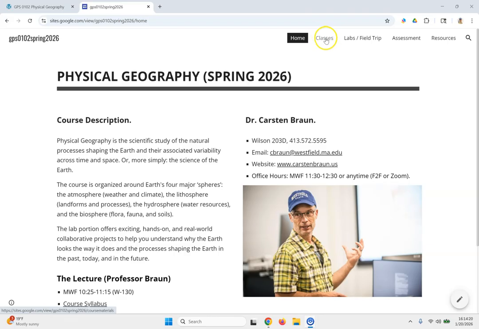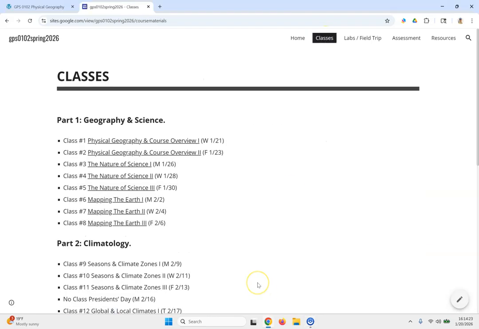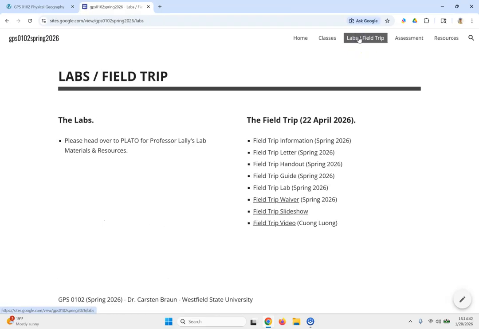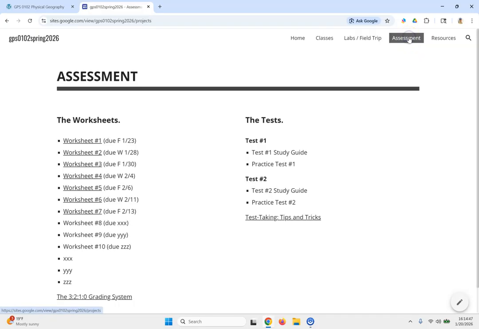Up here under classes, if you click on this, this is all the classes that we're going to have, right? Part 1, that's what we're in. Today we are Physical Geography and Course Overview Part 2. And then next week when I'm back, we're going to cover the nature of science and then mapping the Earth and so on and so forth. This tab up here takes you to the labs and to the field trip. And then up here under assessment, you can find our worksheets, our assignments basically, and then our tests as well. For each test, you'll get a study guide and a practice test.